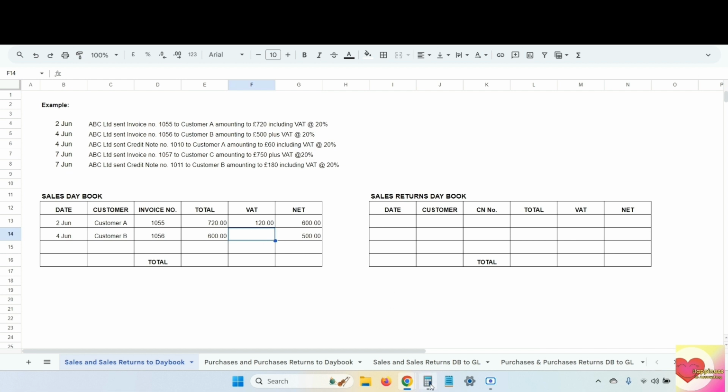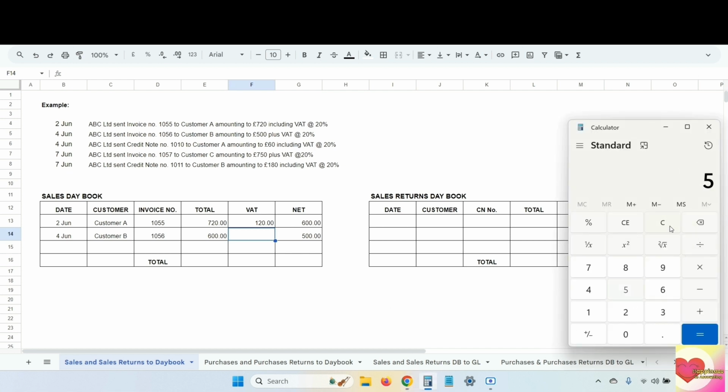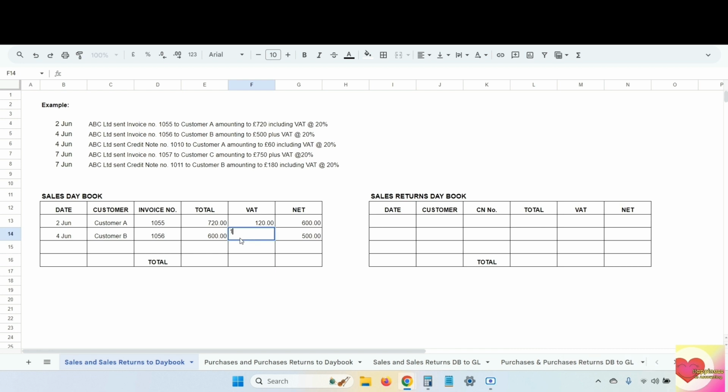To get the VAT from the net amount 500, we will get the 20% or multiply it by 0.2. We got 100. Let's double check our computation, add the VAT and the net amount, and we should get the total amount.